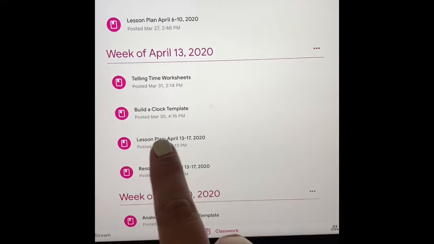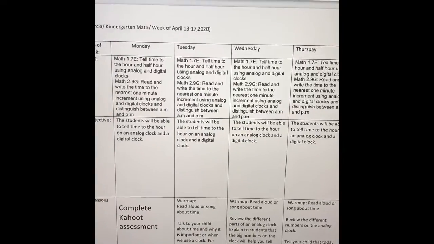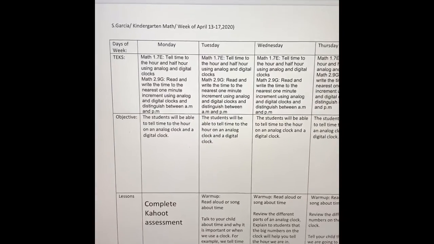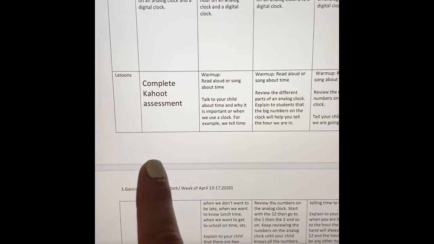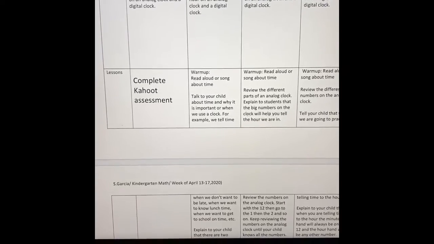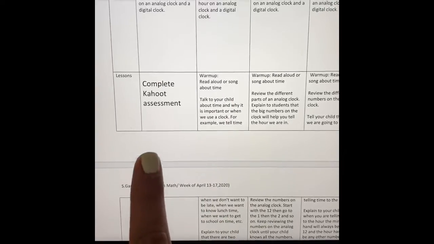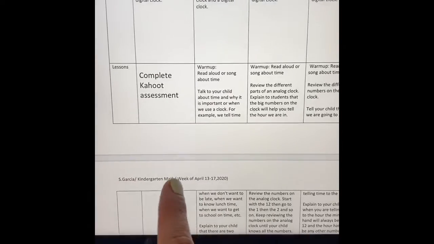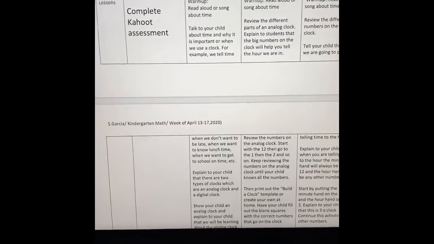So first I'm going to start with the lesson plan. Okay, so remember when looking at my lesson plan, only focus on the lesson portion. So for Monday, I only have complete Kahoot assessment. I did send an email with the link to the Kahoot. You have until midnight to finish the Kahoot, and the Kahoot will be on money. And since we only have that on Monday, I'm going to explain Tuesday.